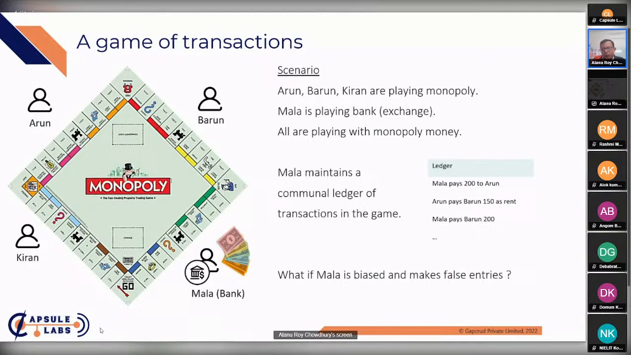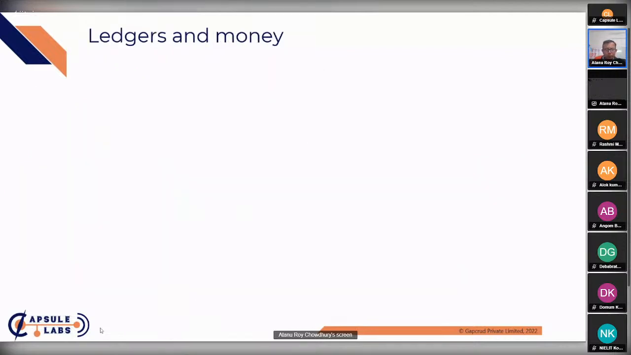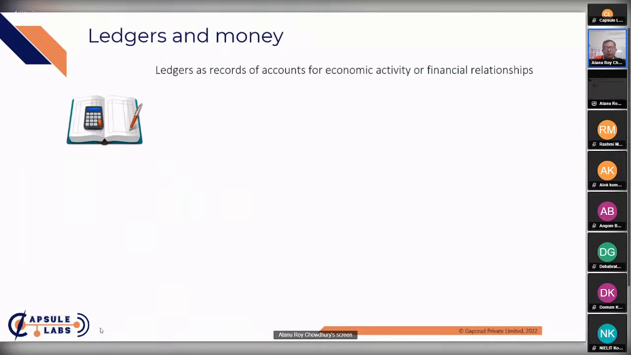So this gets us to a very fundamental question about what are ledgers and what is money itself, right? So ledgers, you have all used ledgers in one form or the other, right? What would be the characteristics of a good ledger, right? So a ledger is a record of accounts for economic activity or financial relationships, right? So what are the characteristics of a good ledger? Typically, if you have a ledger, it should be immutable, right? If you are writing something onto the ledger, it should not magically disappear, right? It should be consistent, right?